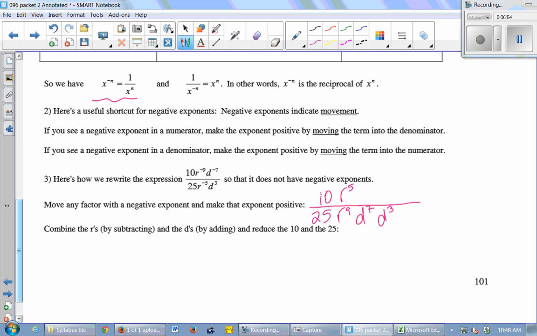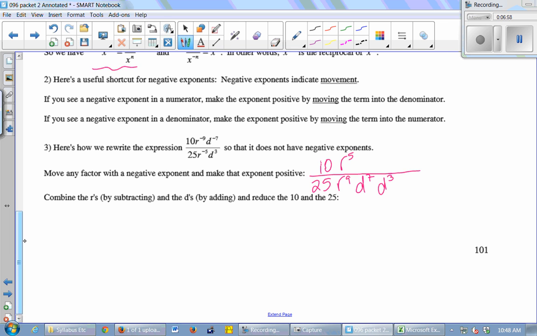Okay, so the next thing I'm going to do is simplify, do some canceling. 10 over 25, what does that reduce to? 2/5. Yeah, you would say, okay, 5 goes into both of those numbers, goes into 10 twice, and it goes into 25 5 times. And then r to the 5th over r to the 9th, how is that going to reduce? The R and the 5th are going to cancel out. Yeah, and then we're going to have 4 r's left. We're going to have an r to the 4th.